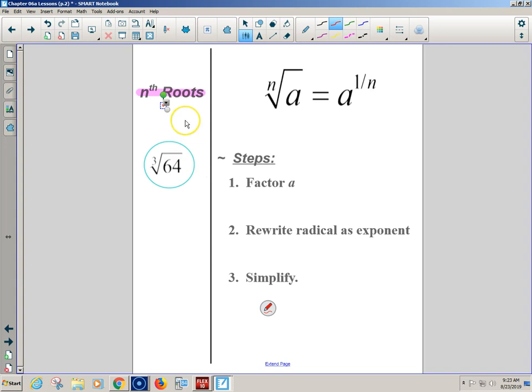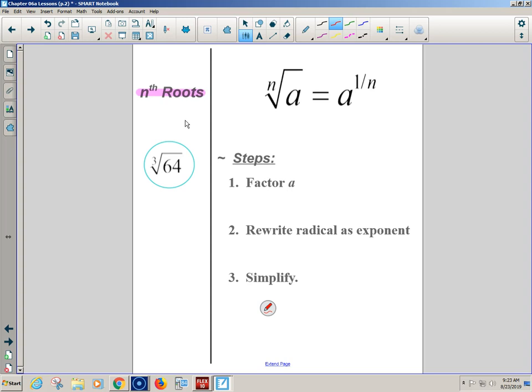In algebra, whenever we're trying to talk about something generally and not specifically, we use variables. Can I turn off the light? Is that even better? Yeah. Okay, cool. In algebra, when we're trying to generalize something, we use variables. X can stand for a number. Y can stand for a number. A can stand for a number. So can N.